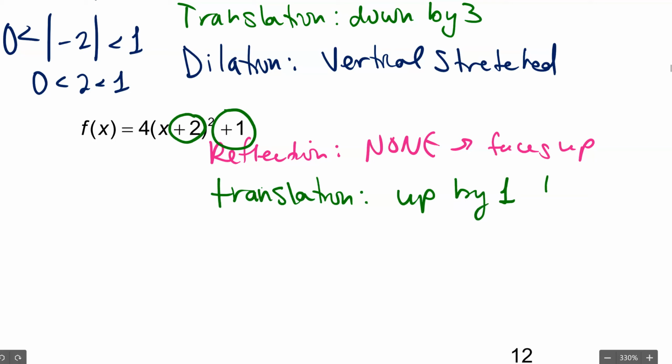Up by 1 and left by 2. So notice this +2 is inside the parentheses. If it's inside the parentheses, inside the absolute value, it's your horizontal. If it's outside, like the +1, it's going to be vertical. If you're multiplying in front as the coefficient, like this 4, what does the 4 do?